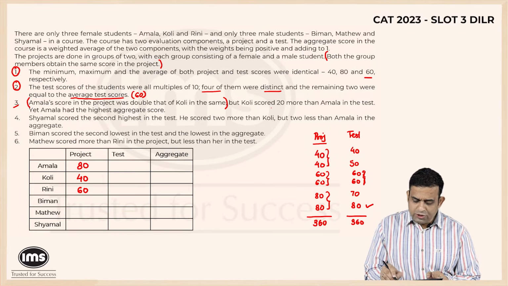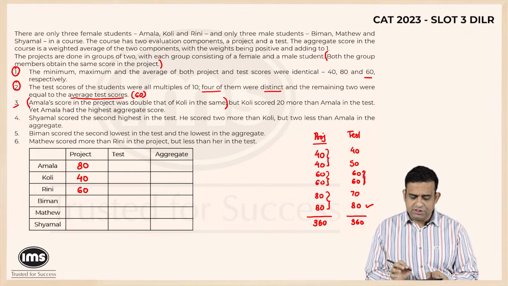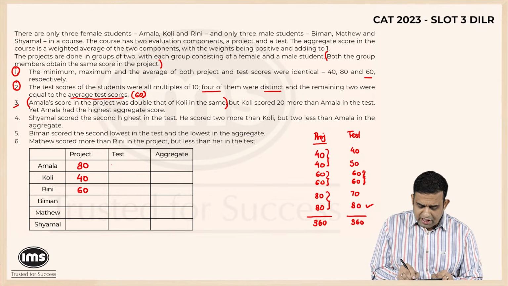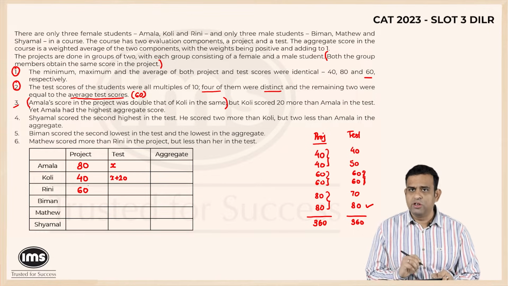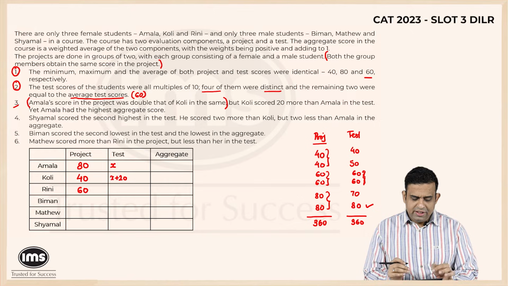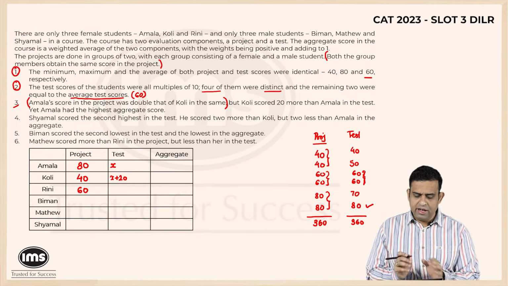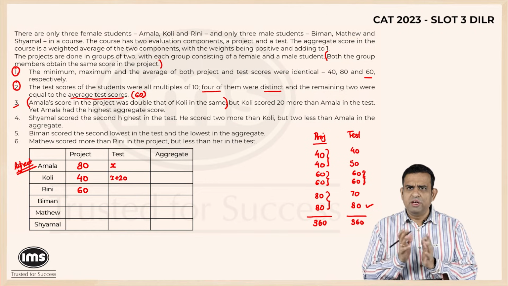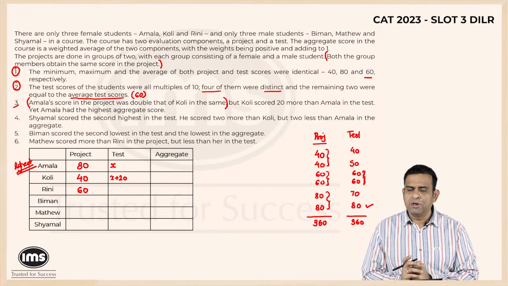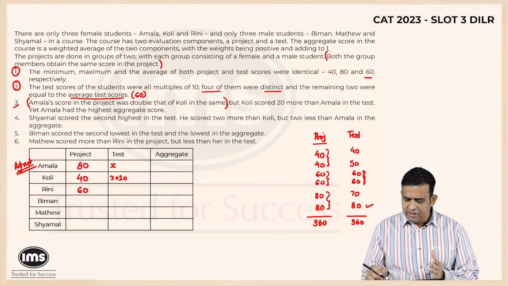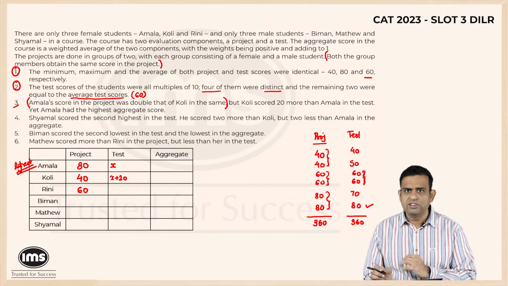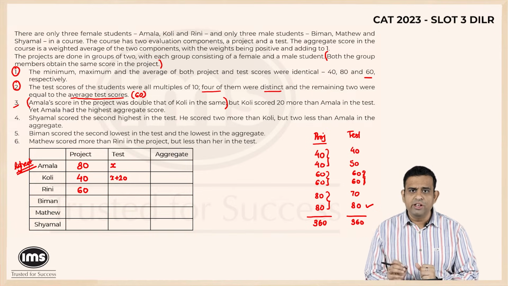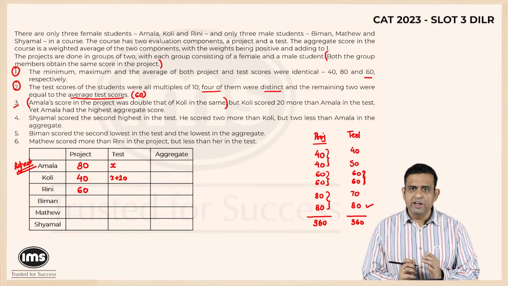Now they are saying Kohli scored 20 more than Amla in the test. So suppose Amla has got a score of X, in that case Kohli must have got X plus 20. Now understand, despite this, Amla had the highest aggregate score. So please note that Amla getting the highest is the important point. Now, if you look at the possible test scores of Amla and Kohli, one can say at this particular point this can only be 40, 60, or 50, 70, or 60, 80. So please be careful, these are the only 3 possibilities. I will not go into the possibilities straight away.